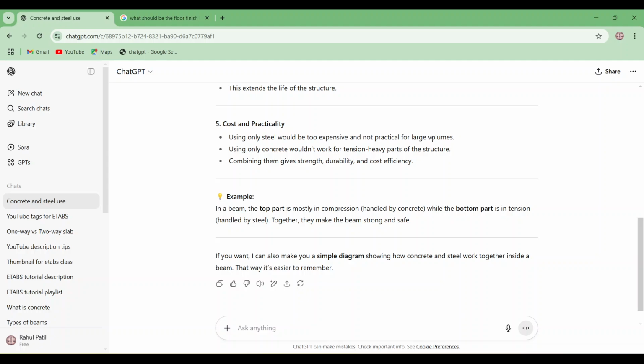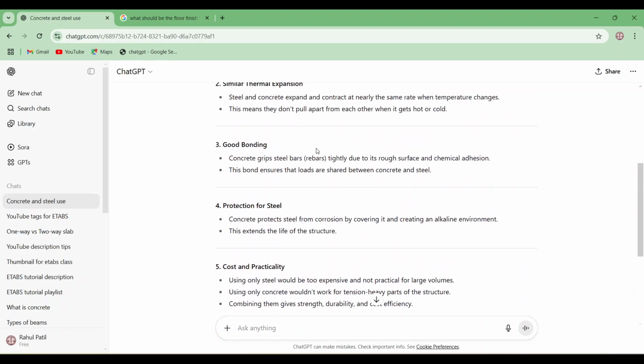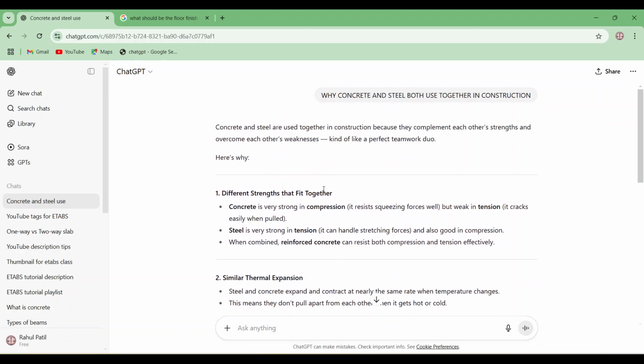Here you see, using only steel would be too expensive and not practical for large volumes. Here it is given for large volumes, but even if we are making a small structure like a G plus one bungalow, it is very costly. Making that building using only steel is very expensive. We cannot afford that. That's why we need to use both concrete plus steel. Okay, so these are some basic, important points on why we use concrete and steel together.